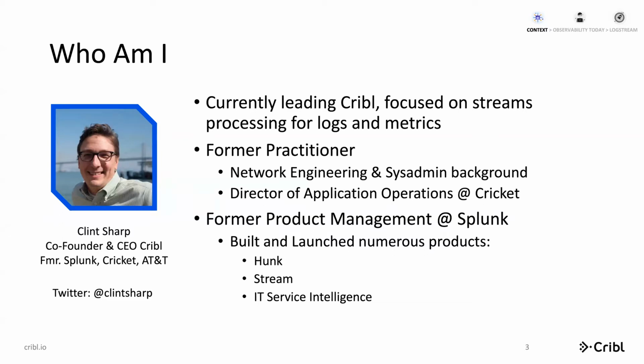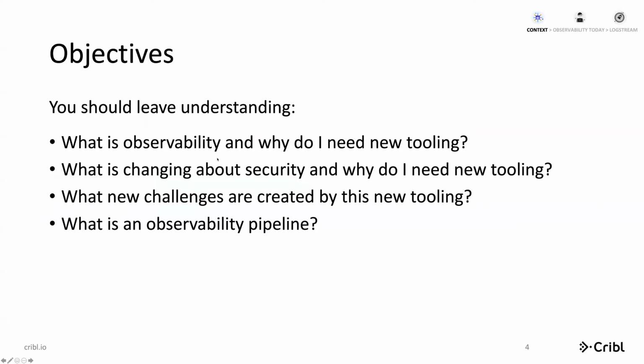Running large, complicated distributed systems. So I've certainly seen this from the practitioner side, running IT operations and complex distributed systems. That led me to the vendor side where I joined Splunk about 8-9 years ago, and built and launched a number of products for them. Cribble's about 3 years old. We founded the company in 2017, and we've been working on solving some of what we think are the most interesting challenges in the world today.